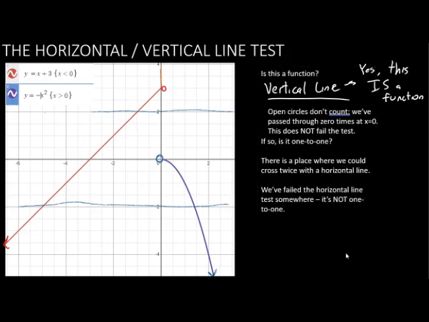Therefore, in this case, we do have a function because it passes the vertical line test, but we fail the horizontal line test for part of the graph. And again, if we fail the test anywhere, we've failed it everywhere.